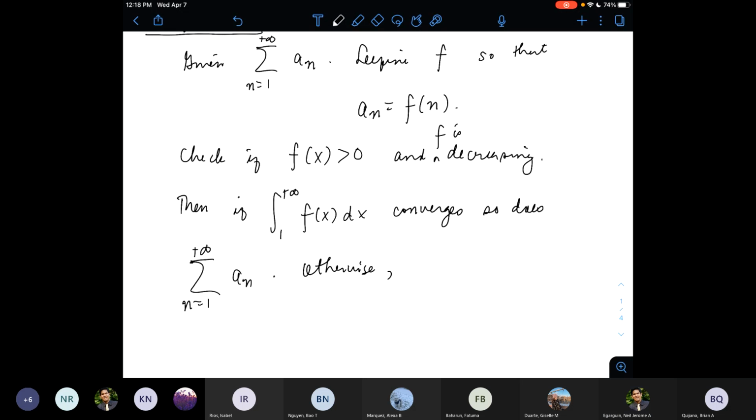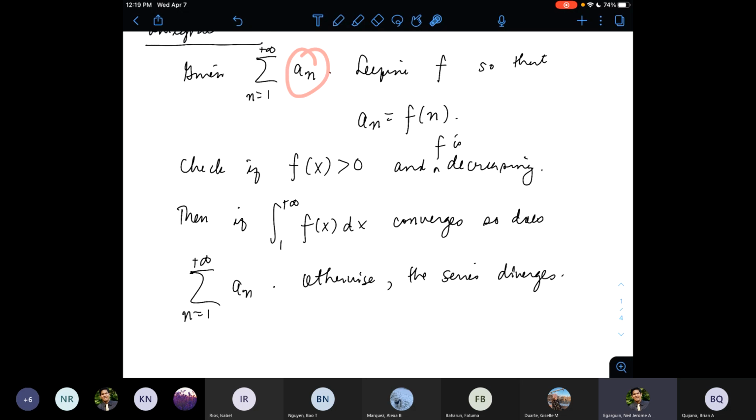Otherwise, the series diverges. So this tells us that if you look at the real valued counterpart of the nth term in the series, say the function f, if f turns out to be positive and decreasing, then the convergence of the series depends on the convergence of the improper integral. So compute the improper integral. If it is convergent, then so will your series. If the improper integral diverges, then the series is also divergent, right?